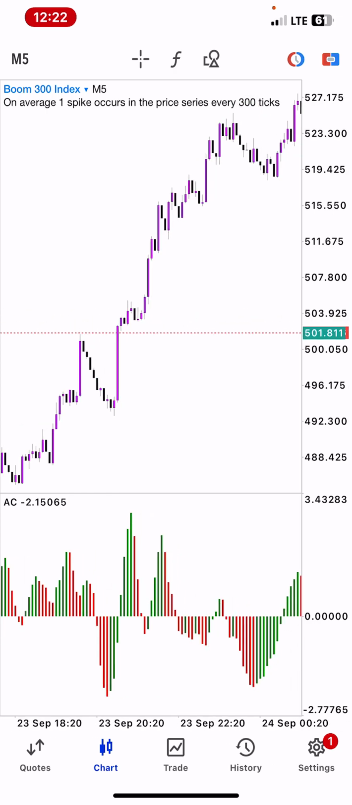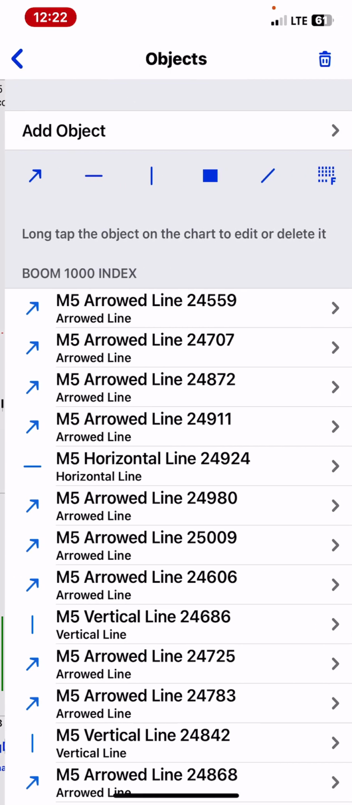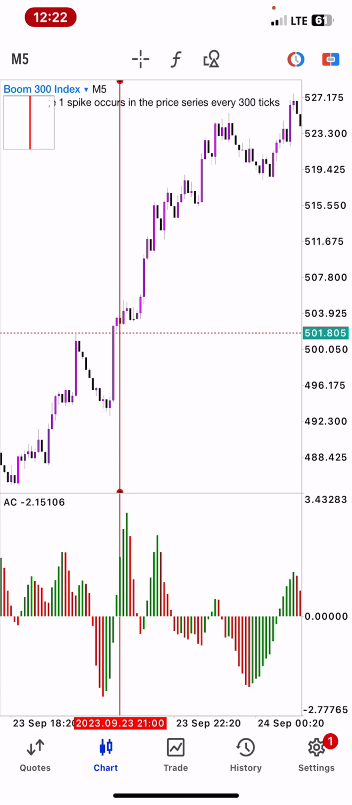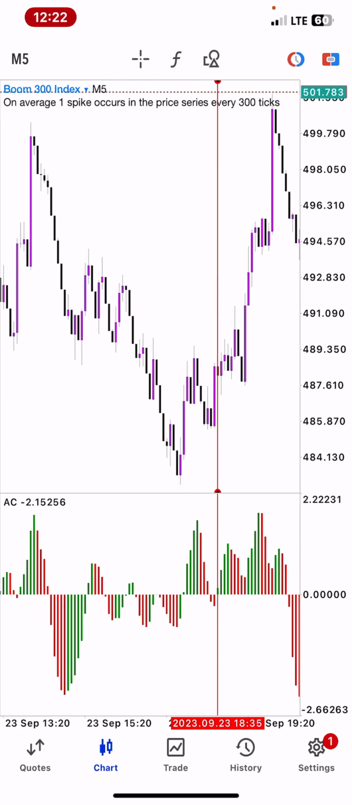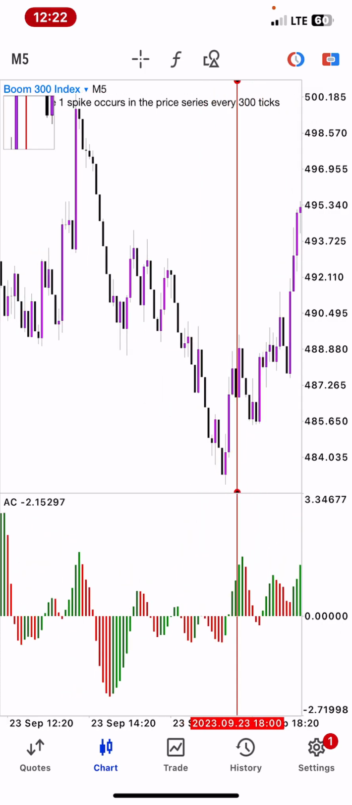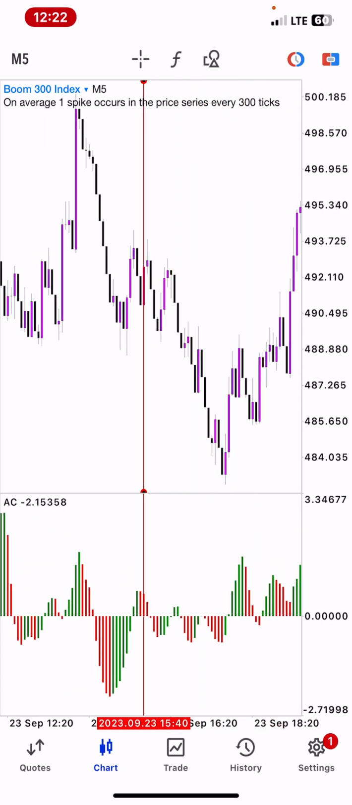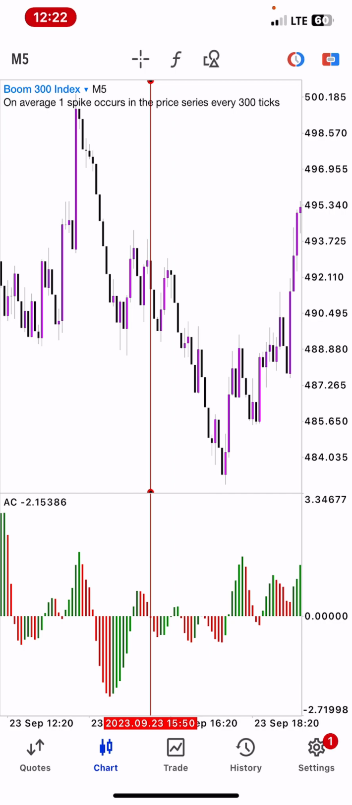So what you will be doing is for you to make sure you check properly. Okay, that's not even the beginning of the trend. So make sure you check properly. You're interested in the first spike.